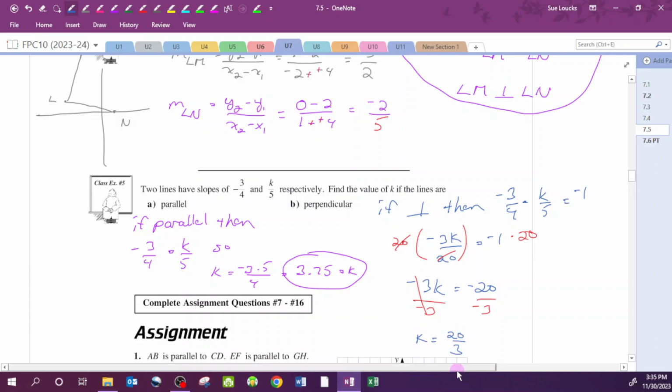And that one I would leave as a fraction because otherwise I'm rounding it. So you don't want to round anything. So leave that one as a fraction.